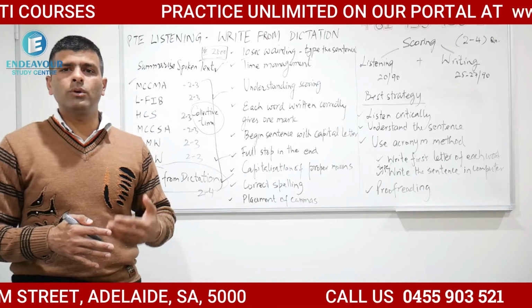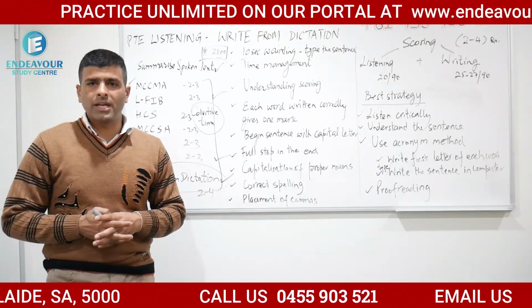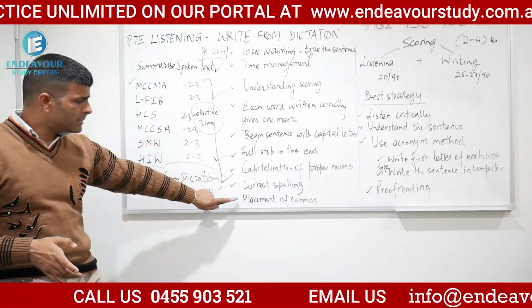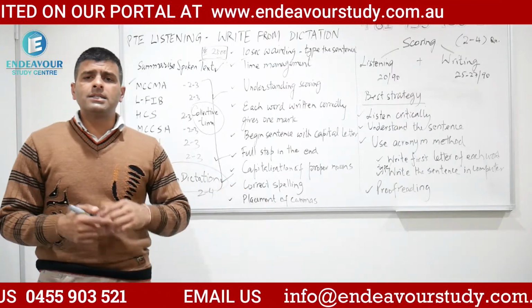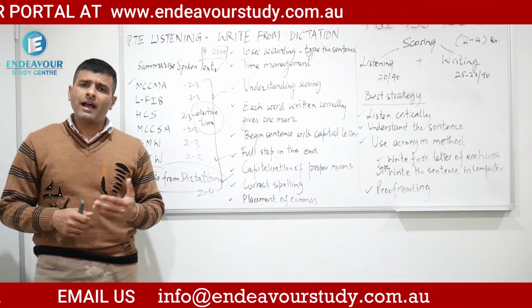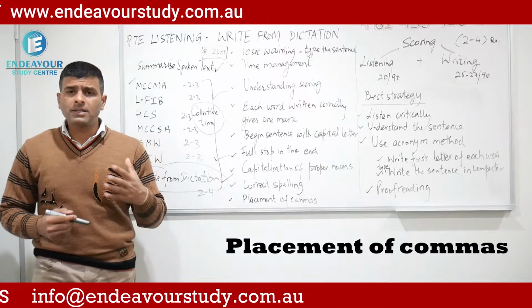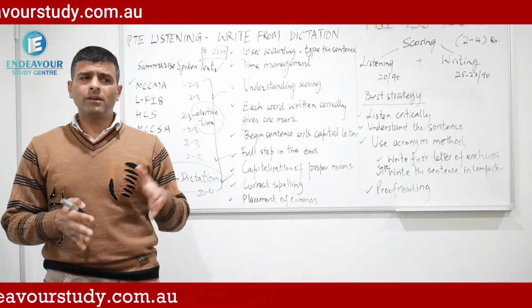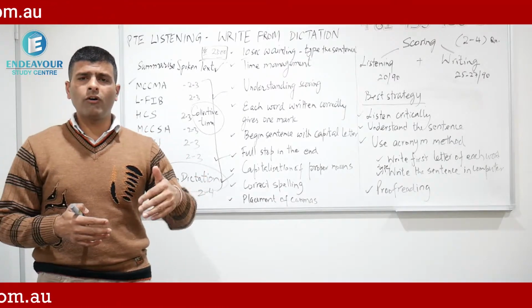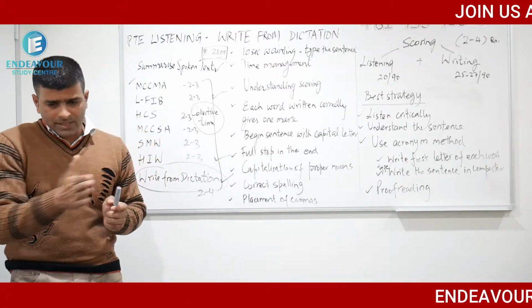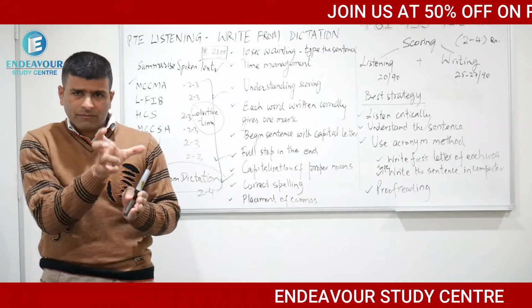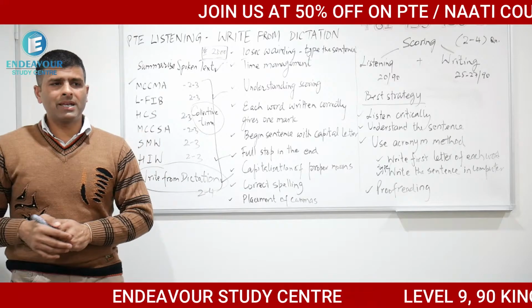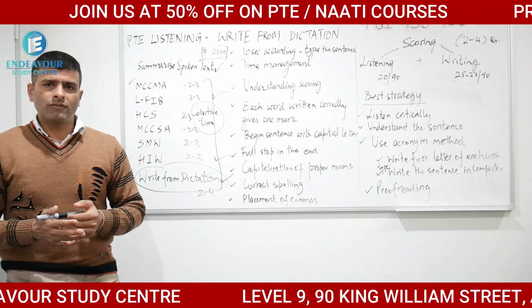If the spelling of the word is not right, then you're not going to get a point for that particular word. Similarly, placement of commas. Some sentences require you to have a comma at certain places. For example, whenever you start a sentence with prepositions such as in, of, under, you always need to separate that first phrase with the help of a comma from the remaining sentence.